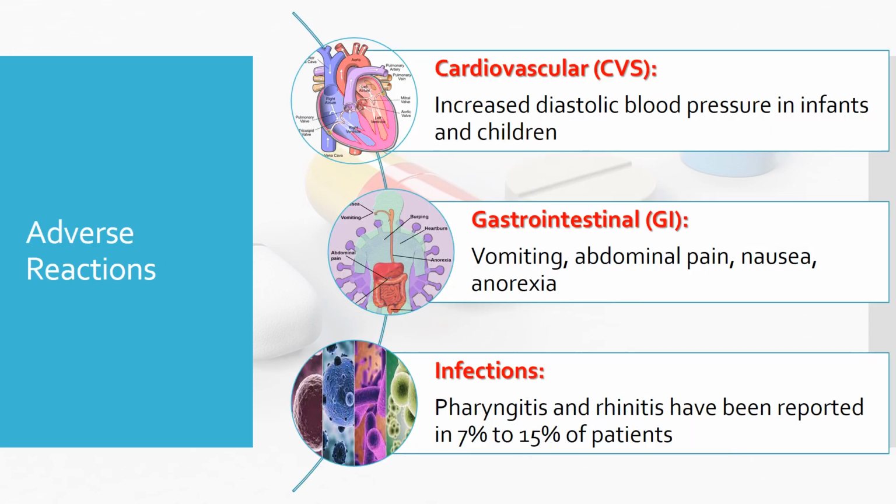For adverse reactions, cardiovascular reactions can lead to increased diastolic blood pressure in infants and children specifically. For gastrointestinal reactions, usually vomiting, abdominal pain, nausea, or anorexia is expected. For infections, for whatever reason, pharyngitis and rhinitis have been reported in 7% to 15% of all patients on this drug.